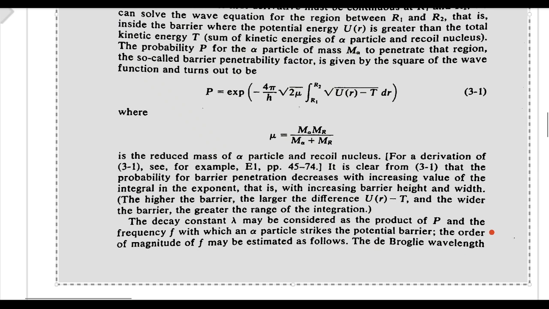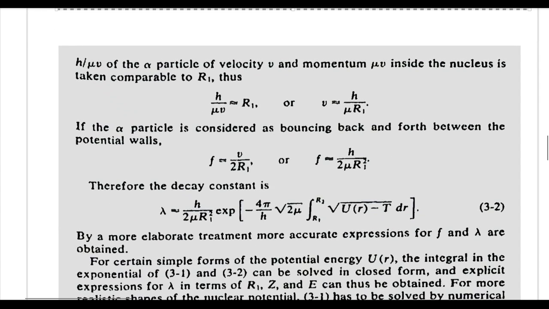The de Broglie wavelength h upon mu v of the alpha particle of velocity v and momentum mu v inside the nucleus is taken comparable to R1. Thus, h upon mu v is approximately equal to R1, or v is approximately equal to h upon mu R1.